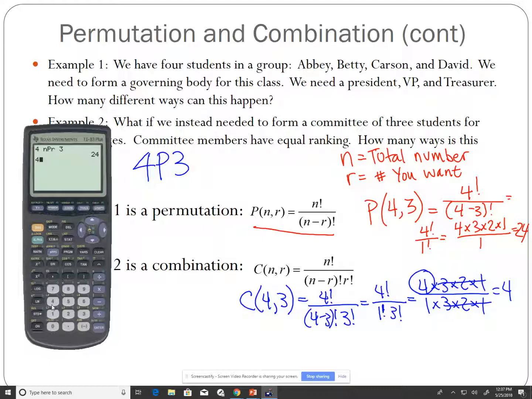Same thing's true for the combination. There's your combination. We'll put in the number 3, and we get 4.